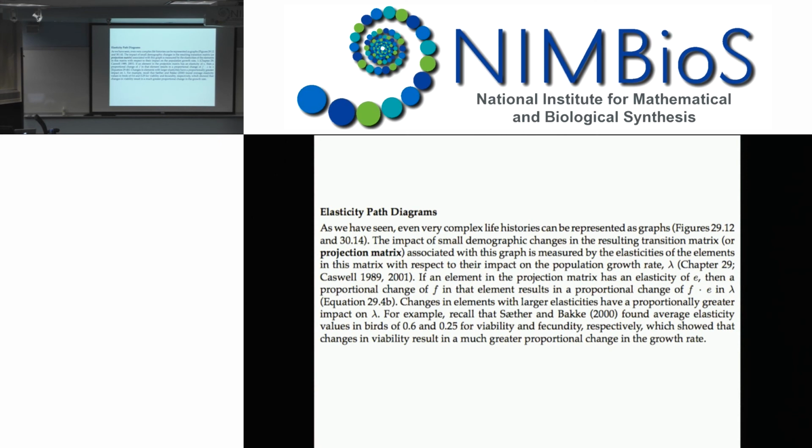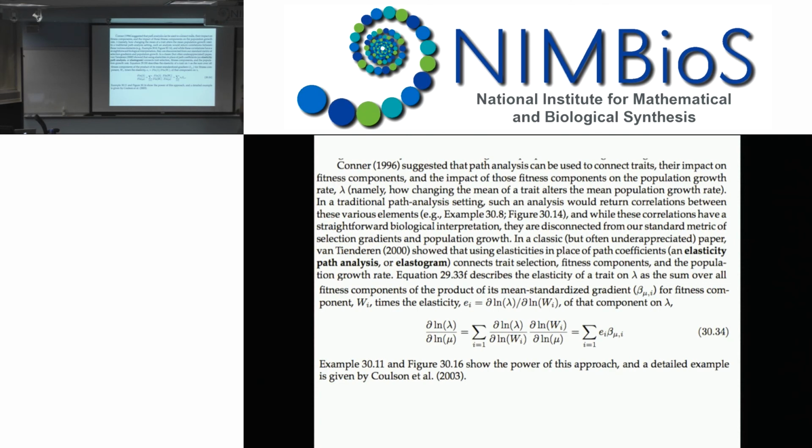And recall that those elasticities for trait values on life history components are given by the mean standardized gradients. So here's basically the idea. I want to ask how change in a particular trait influences the overall growth rate. Well, that's basically summing up over all the fitness components it impacts. Here's how a change in fitness component I changes the overall growth rate, and here's how a change in that trait changes fitness component I.